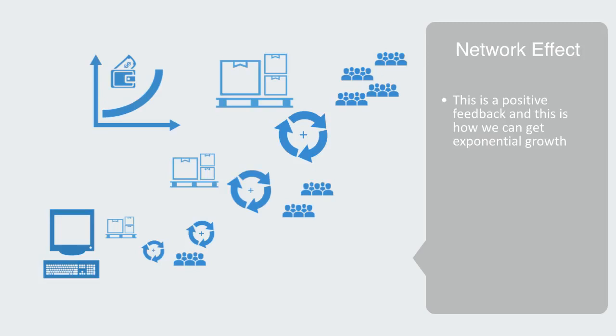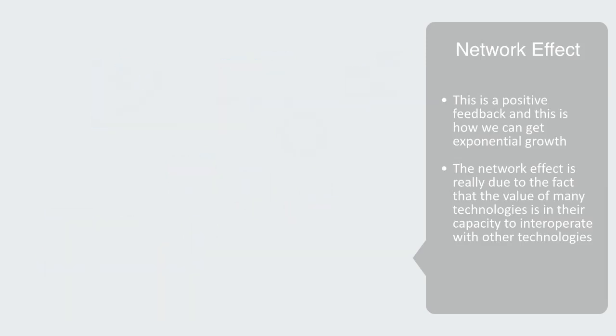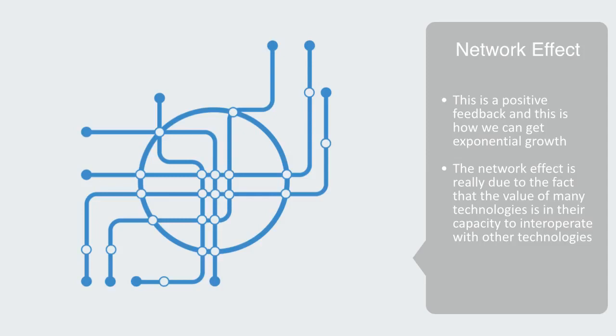Added to this, we have the network effect. The network effect is really due to the fact that the value of many technologies is in the capacity to interoperate with other users. Urban mass transit systems have the network effect. Every time we build a new station, it adds value not just to the users of that particular station, but to the entire network, as everyone now has more possibilities in their destination.